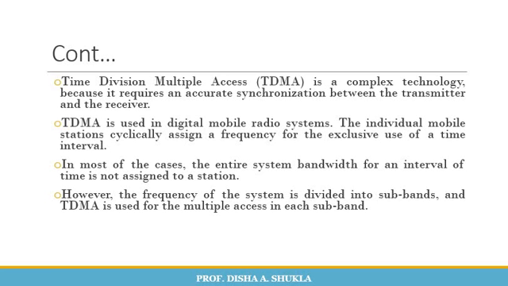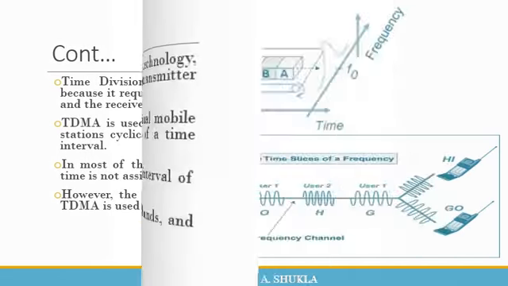In most cases, the entire system bandwidth for an interval of time is not assigned to a station. However, the frequency of the system is divided into subbands and TDMA is used for multiple access in each subband. Here in TDMA each user is given different time slots in which he can transmit the data, and hence the whole bandwidth can be occupied.